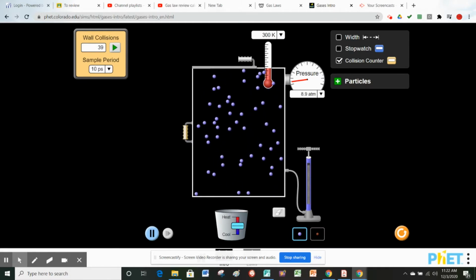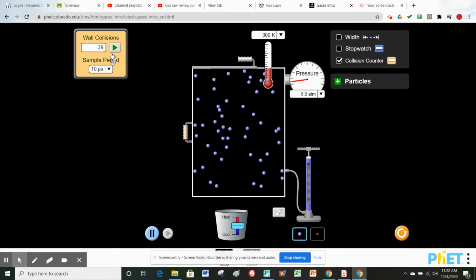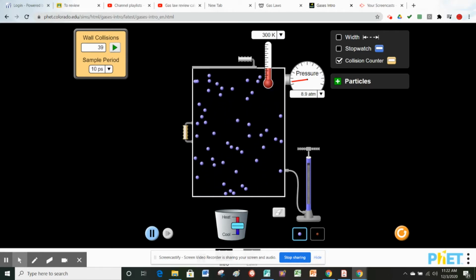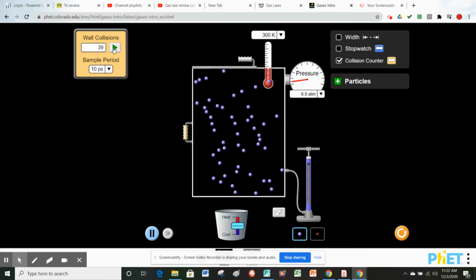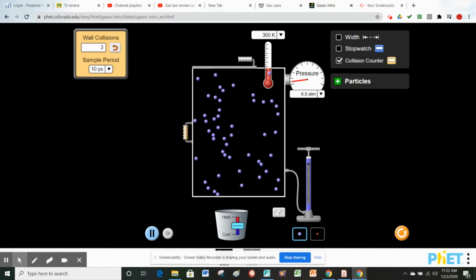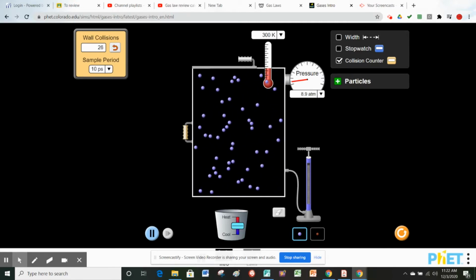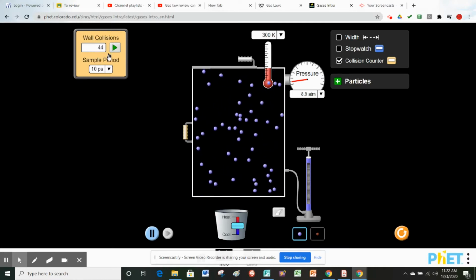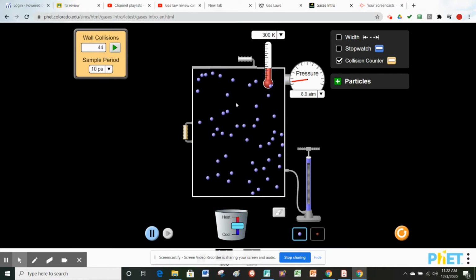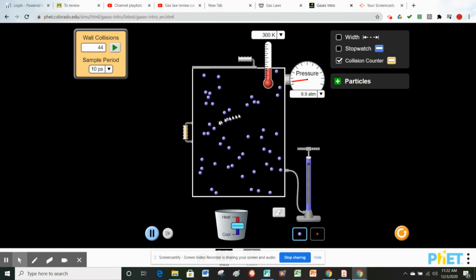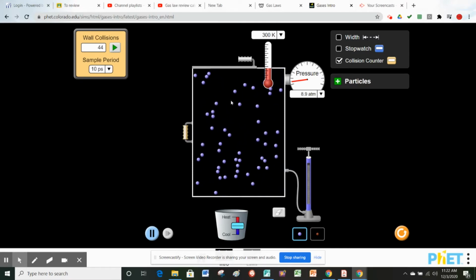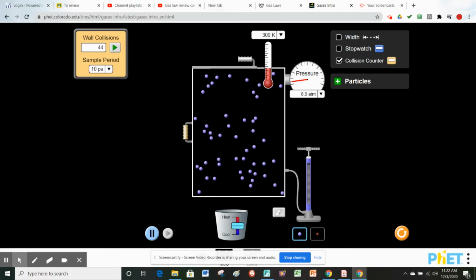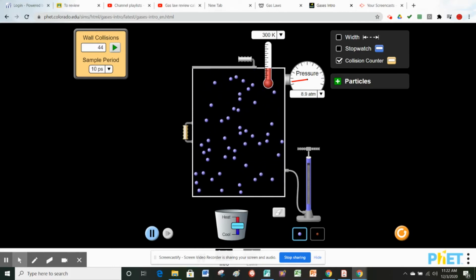Now, why would that happen? Here are my collisions, and I need to reset it for my new volume. I had 39 collisions per 10 picoseconds in my larger container. Now that it's smaller, I have 44. So my collisions have gone up. My particles have less distance to move to hit the side of the wall. This is why I have more collisions when I have a small volume. If I have more collisions, I have more pressure.